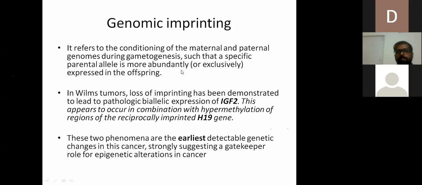So here what happens is that one of the parents' genome is exclusively expressed in the offspring. That means if the father has a particular mutation in the particular gene, any defect in the epigenetic part, then exclusively the father's genome is going to be expressed. So what happens is that you have a biallelic expression of some particular abnormality, and that particular cancer occurs. These two phenomena are the earliest detectable changes in this Wilms cancer. They strongly suggest that they have a gatekeeper role in these alterations.